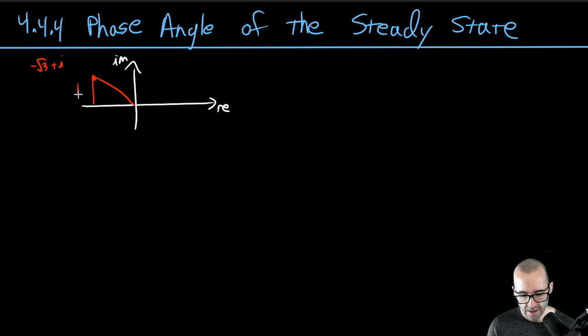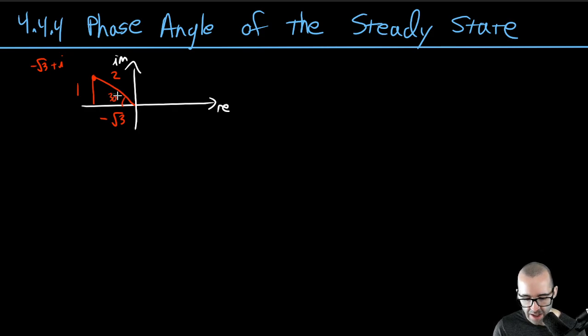And the real part is negative root 3. So by quick Pythagorean theorem, we know 1 plus 3 is 4, square root of 4 is 2. Great. And specifically, we see that this is a 30, 60, 90 triangle, figure maybe not drawn to scale, but I think it is.